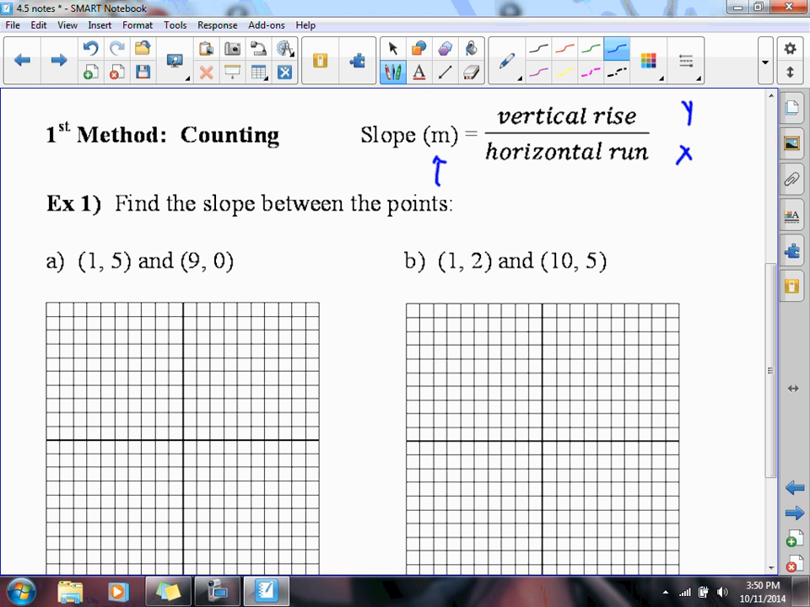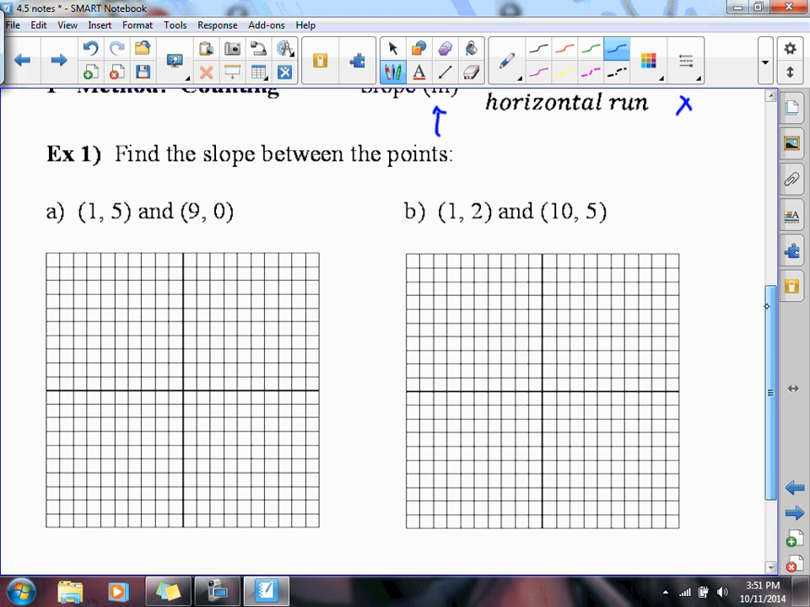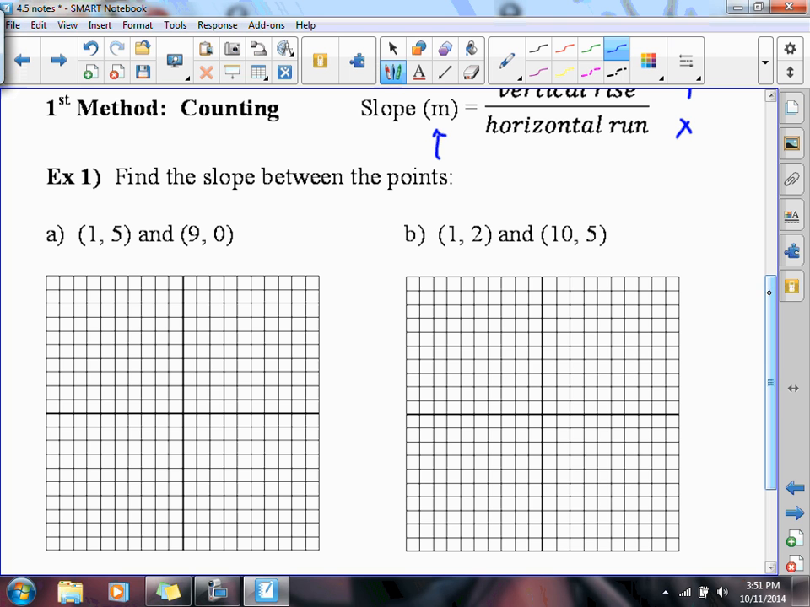So in example 1, we're going to plot these points first, and then we're going to count the slope between the points. So for part A here, we have the point (1, 5) and then (9, 0). So I'm going to plot (1, 5) and then (9, 0). And actually, I could connect them with a line if I wanted to.